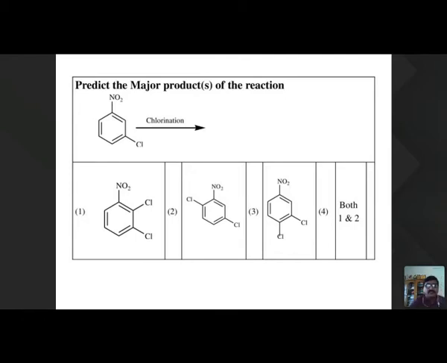Sambath, what is the answer, Sambath sir? I think not starting to answer. What's the option they are given? I think only one has been given. Fourth is the right answer. Four, both one and two.